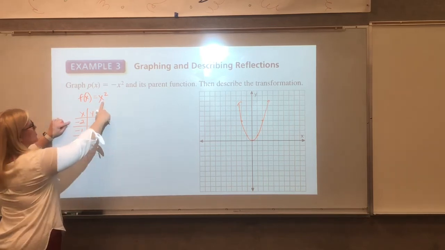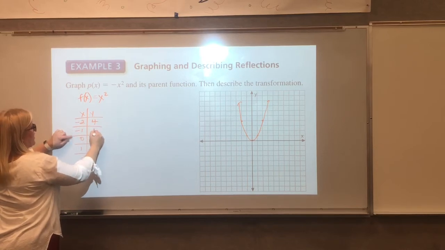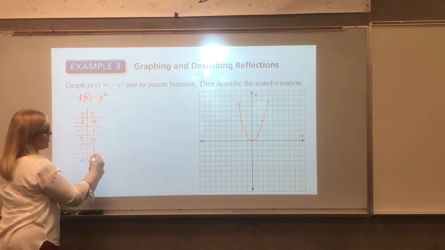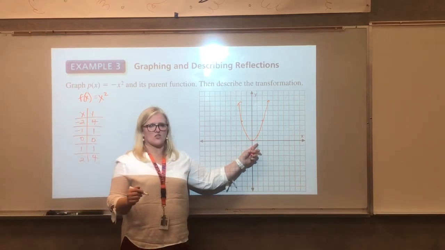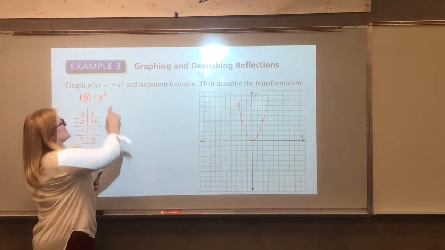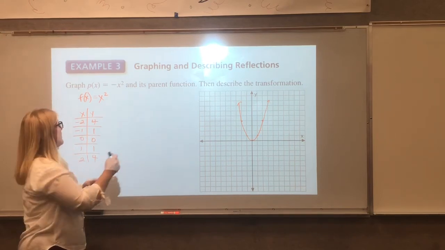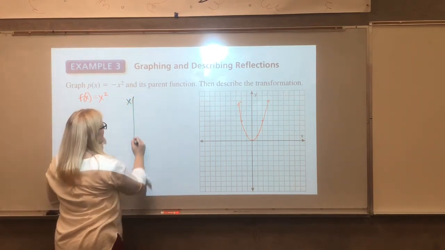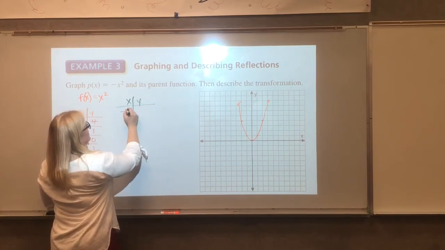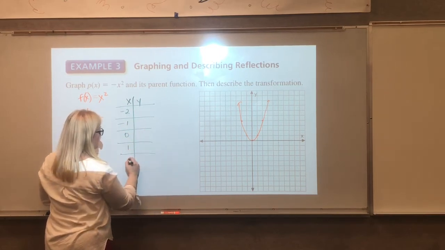okay, -2 squared is 4. -1 squared is 1. 0 squared is 0. 1 squared is 1. 2 squared is 4. And that's what I just graphed right here. Okay. Now, this doesn't look that different, but it actually is. If I do a table for this, I've got -2, -1, 0, 1, 2.